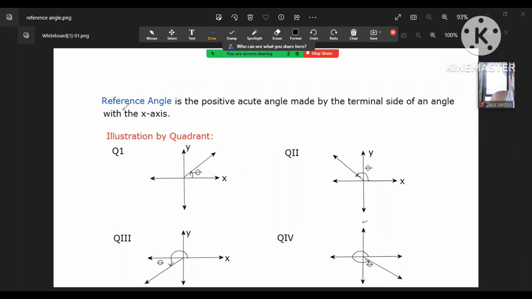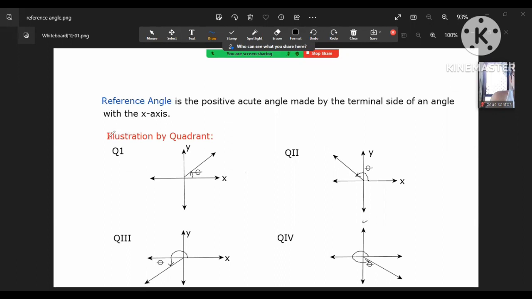Ano ibig sabihin nun? So, if for instance, I want to get the sine of 150 or cosine of 150, pwede ko siyang makuha nang hindi ako gagamit ng calculator. But before we go into that, kilalanin muna natin kung ano ba ang reference angle at kung paano siya kinukuha.